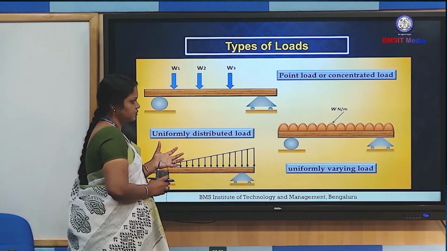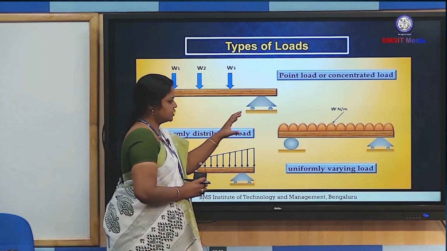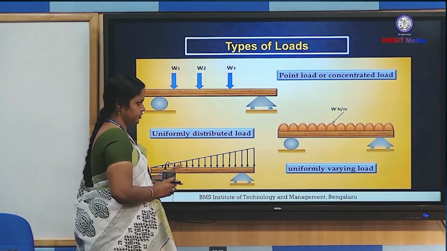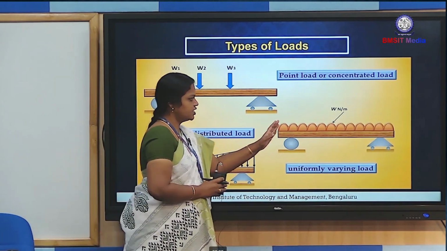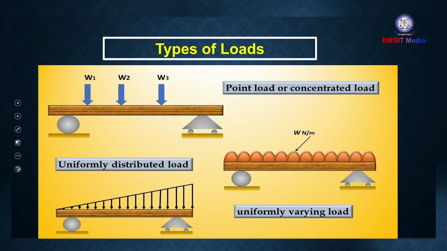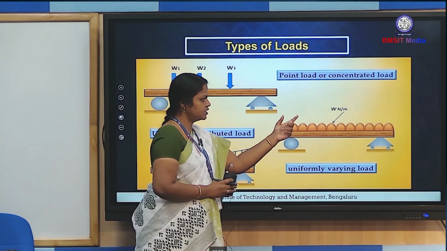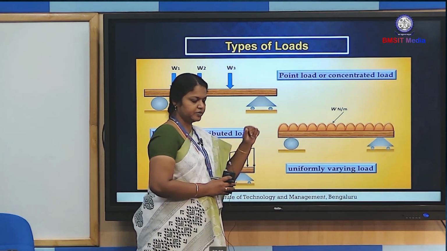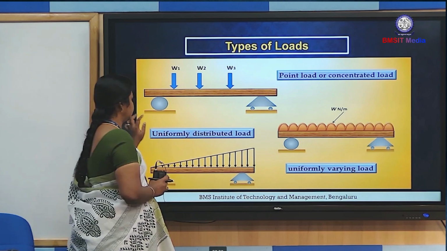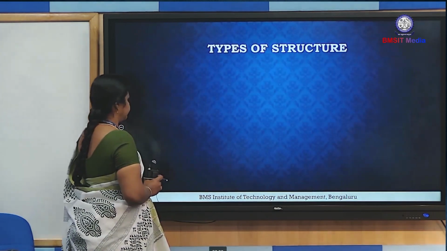Before solving the problem, we have to convert this UDL load into a point load, as well as the UVL load into a point load. That point load acts at the CG of this UDL and the CG of this triangular load. The unit of this UDL load is Newton per meter or kilonewton per meter. Here also the unit of uniformly varying load is Newton per meter or kilonewton per meter.